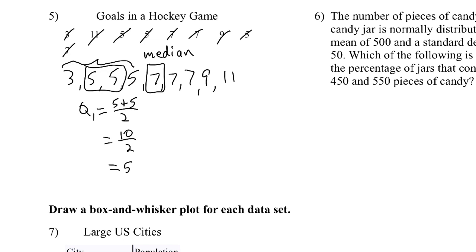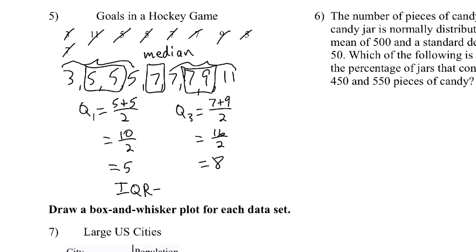Now, similarly, we have to take these 4 data points, and since these two are in the middle, our Q3 is going to be 7 plus 9 divided by 2, which is 16 divided by 2, which is 8. Now, the interquartile range is calculated as Q3, our third quartile, minus Q1, our first quartile. And in this case, it's going to be 8 minus 5, which is 3. And that is our answer, the interquartile range.